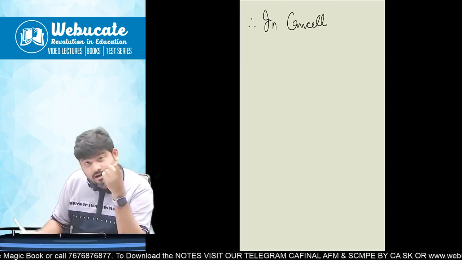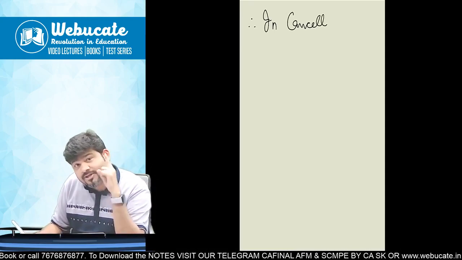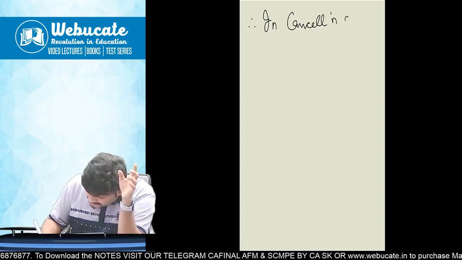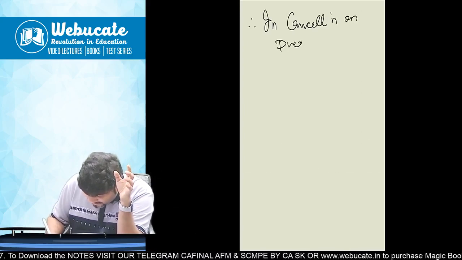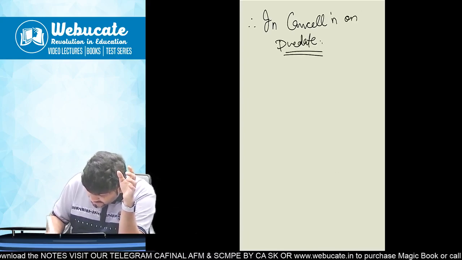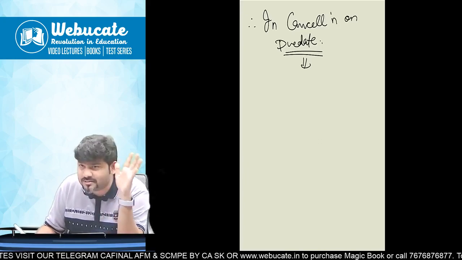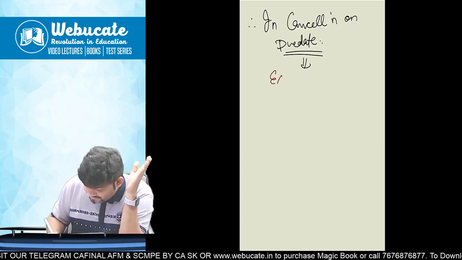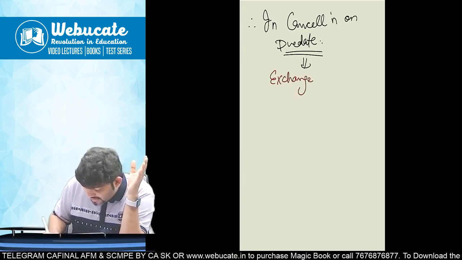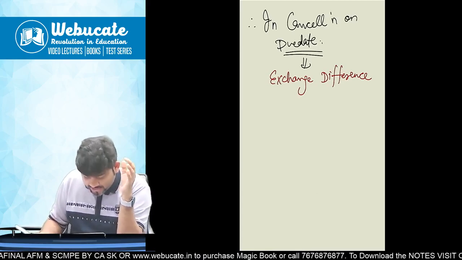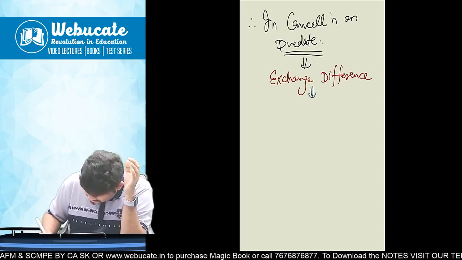So we'll write down the last thing: therefore, in cancellation on due date. See, in early cancellation, you paid swap difference and interest on outlay of funds. In cancellation on due date, you are paying the exchange difference. All of this is summarized in the magic book. Even if you are not writing here, that's okay. We have our magic book that will do the magic for you. Exchange difference.